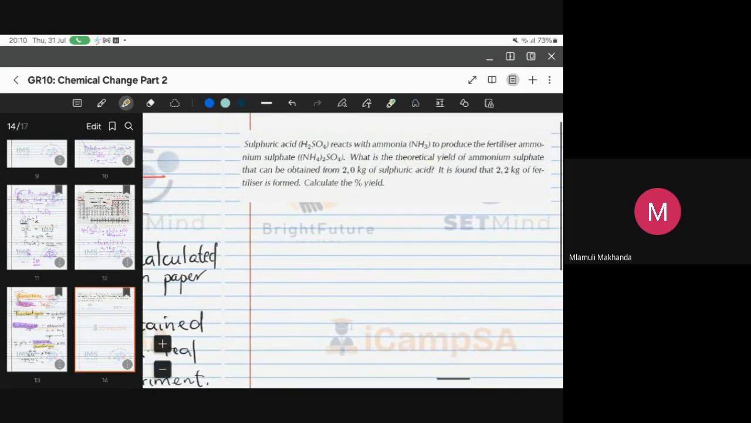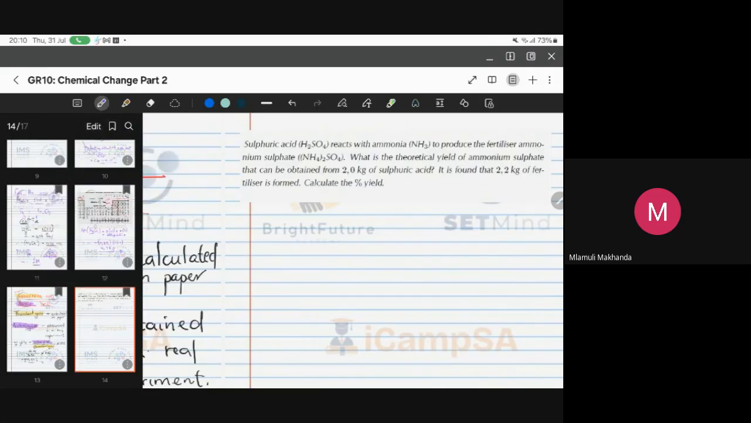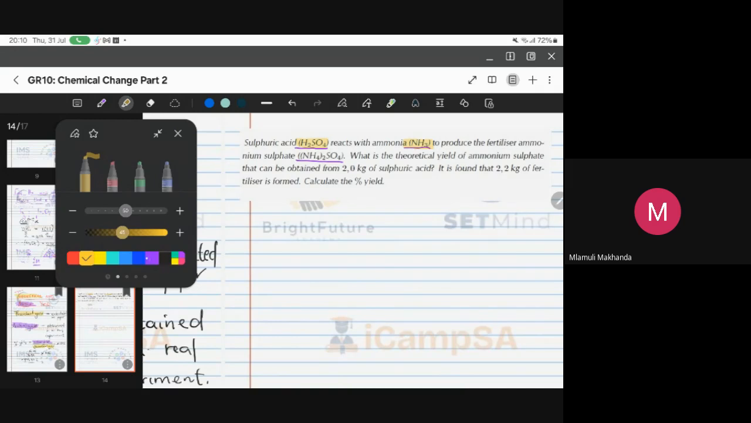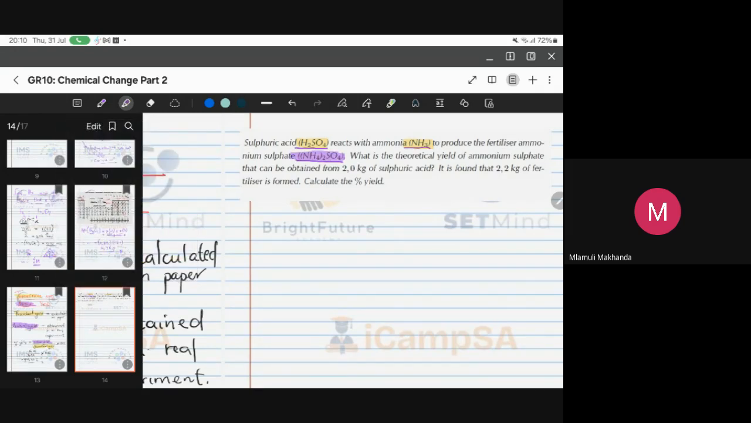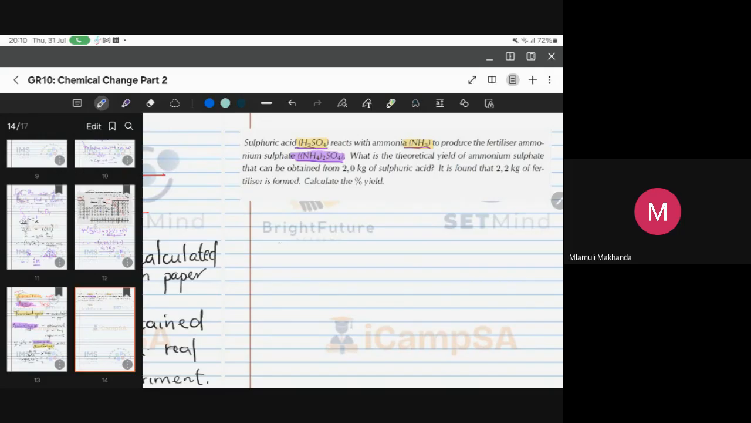Then we can call it a day. So now, in this problem, sulfuric acid reacts with ammonia to produce a fertilizer called ammonium sulfate. Let's write it down. This is what I was telling you: they won't always give you chemical equations. They'll give you this, and then they tell you the product is that. So these are my reactants, and those are my products. Let's write it down, because we are smart people. We know how to do this.